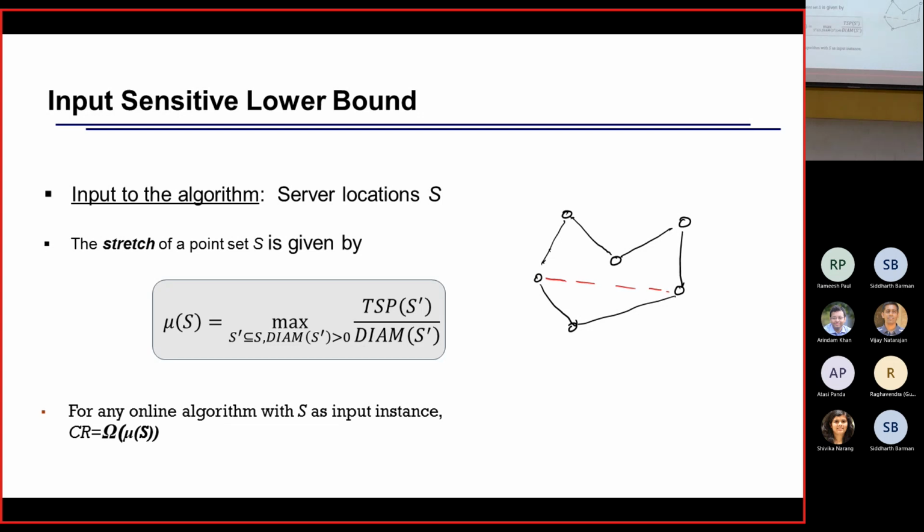I'm going to show that for any online algorithm with S as input, the competitive ratio has to be omega of mu of S. And what I mean by that is, imagine you're given S in advance, and you are designing the online algorithm specifically for S. Your only goal is, okay, these are the servers given to you. I want to design an online matching algorithm for this set of servers. Then any such algorithm will have to have a competitive ratio of at least mu of S.